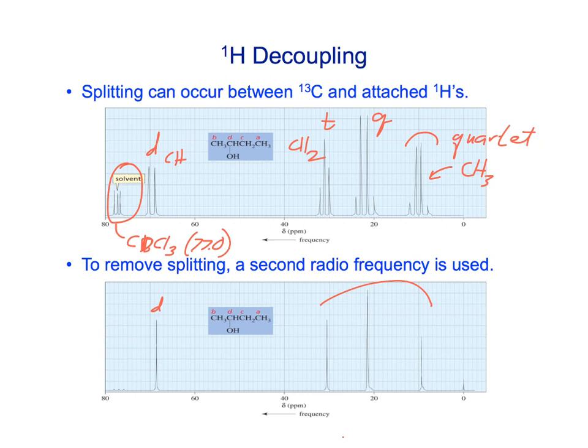Okay? So sometimes what you'll see, if you have a decoupled spectrum, is you could possibly see things like this: a D, a T, a Q, and a Q. What these mean is what the peak would be if it was coupled. All right? So if you see a Q, you've got a single peak, but it says Q, that means it would be a quartet. It means it has 3 hydrogens attached. Okay?